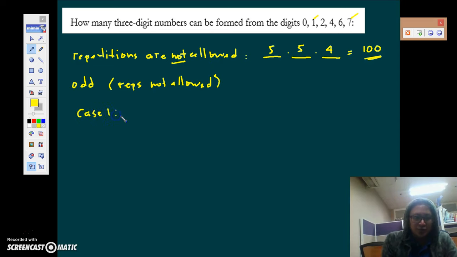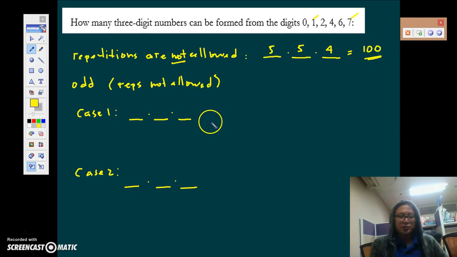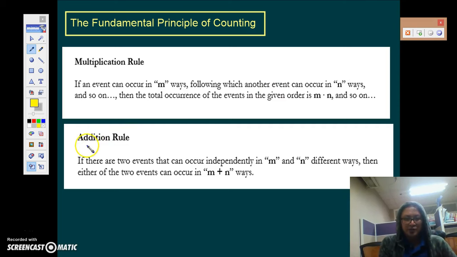Case 1, our number formed will be an odd number if it ends in 1. And case 2 would be when our number ends in 7. So that's basically the 2 cases covering the odd numbers. And don't forget, whenever you have cases, the total number of ways is found by adding the 2 cases up. Basically what we're using is the addition rule.